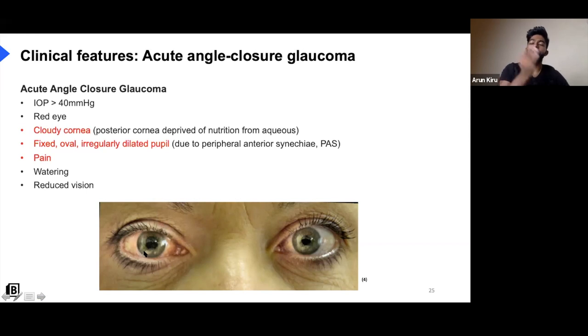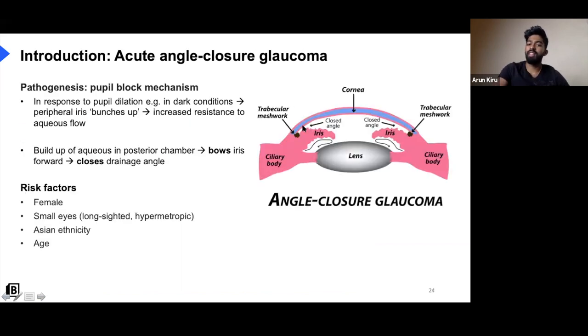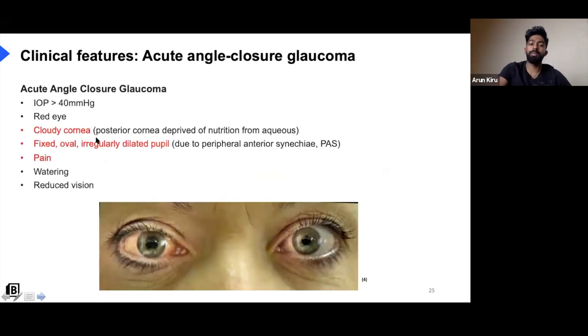The reason why the cornea becomes cloudy is because suddenly you've got aqueous that isn't draining. It's stopped here. So the new aqueous, which has the oxygen and the nutrients that supply the posterior cornea, isn't arriving. Remember, the anterior cornea gets all the oxygen from the air. The posterior cornea gets it from the aqueous. Remember, that was the point of the aqueous. If it's not getting all the oxygen and the nutrients, it's going to stop working and it becomes cloudy. So it becomes cloudy.